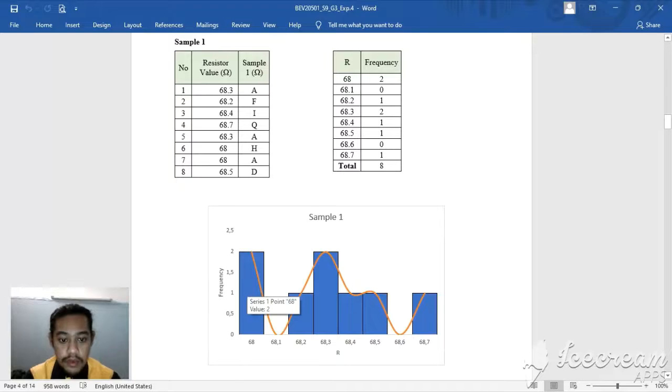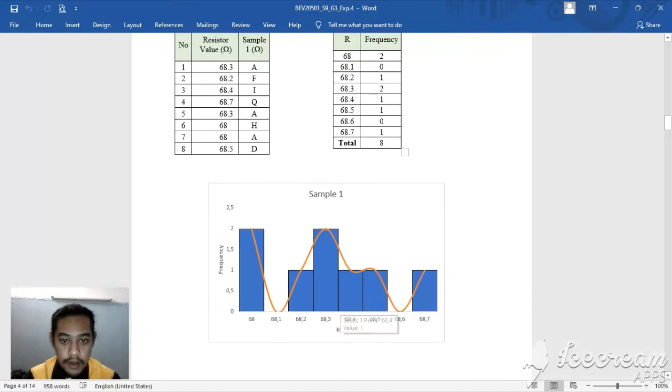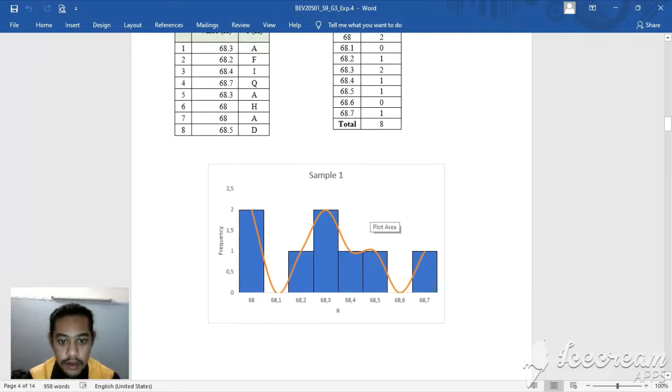The blue graph represent the histogram, and the yellow line represent the distribution. As we can see here, the highest frequency is 2. So here 68, we have 2 frequency, and 68.1, we have 0 frequency, and so on.